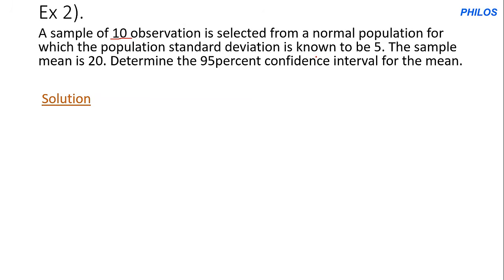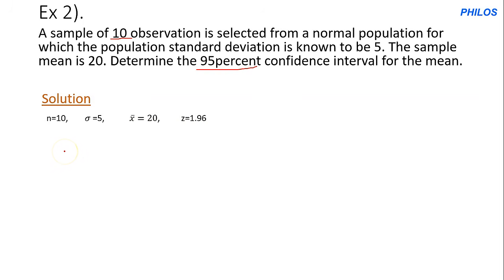So to solve this, our sample size is 10, so meaning our n is 10. And then according to the question, the population standard deviation is 5. And then the sample mean is 20, so x bar is equal to 20. But the question says, determine the 95% confidence interval for the mean. Remember, whenever a question gives you 95%, the z-score is 1.96. So this is what we are going to use to find the confidence interval.